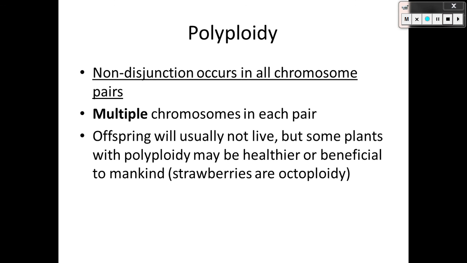But this actually can be done. This polyploidy can actually be done in some plants. And believe it or not, we have a lot of polyploid fruits that we actually buy in the grocery store. We're going to talk a little bit about strawberries later, so I'm going to hold off on that point. But let's think about polyploidy, trisomy and monosomy as we move forward into some of these disorders.